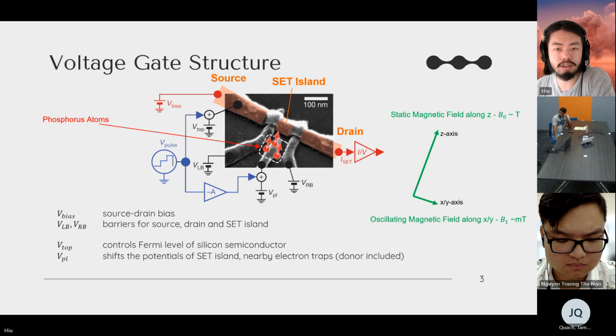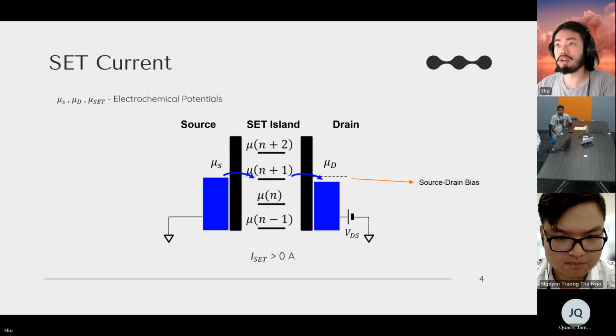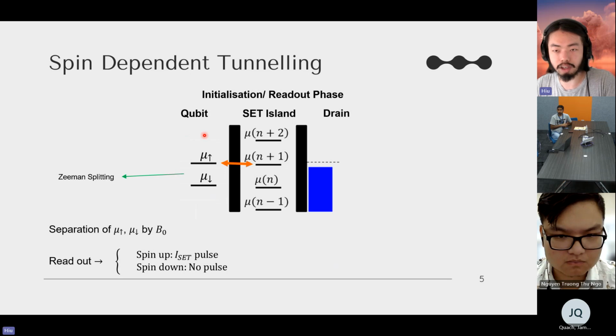Okay, and then in this system, the qubit acts like a valve for the current. Is that how it works? Yeah, kind of. So this is the level you would shift your potentials to when you're doing initialization and readout, and for the empty phase and control phase you shift it differently, but I don't know if that's related. Right. Okay.